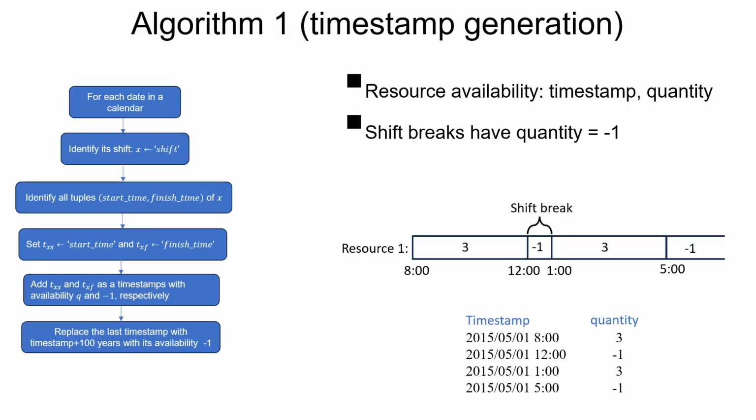In the timestamp generation algorithm, we generate a timestamp from the calendar and resource data. So we represent it in this way. Like we can see at 8 o'clock the quantity available for the resource is 3, and we denote the shift break as -1, and so on.